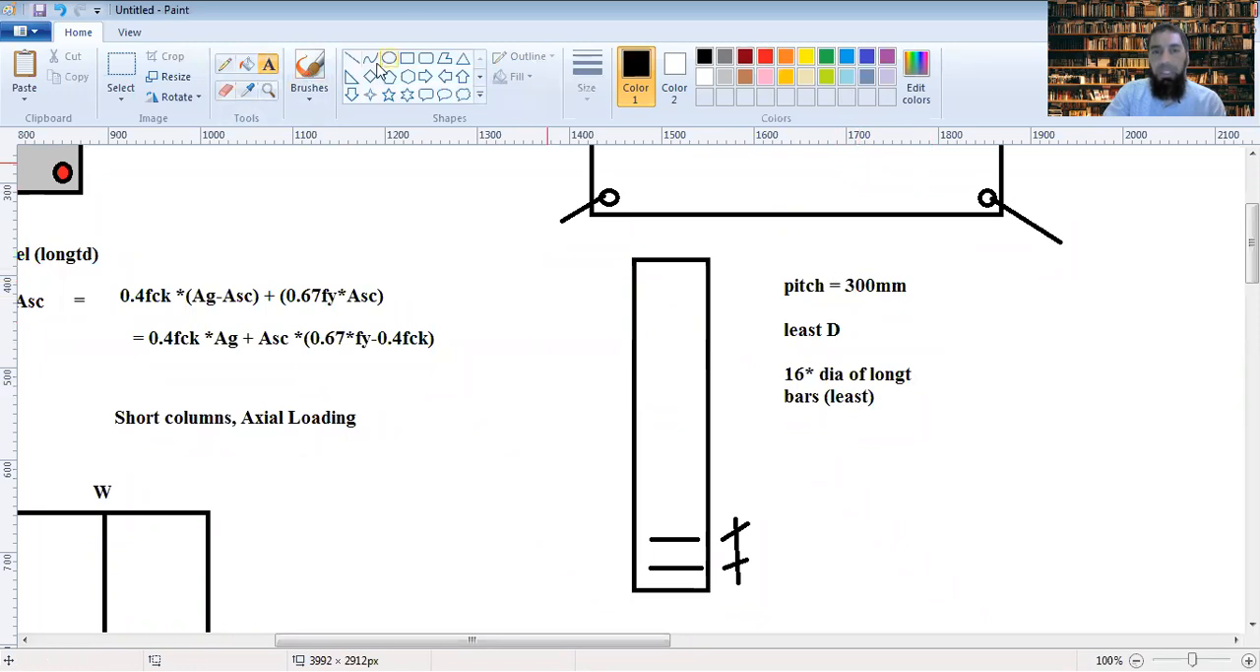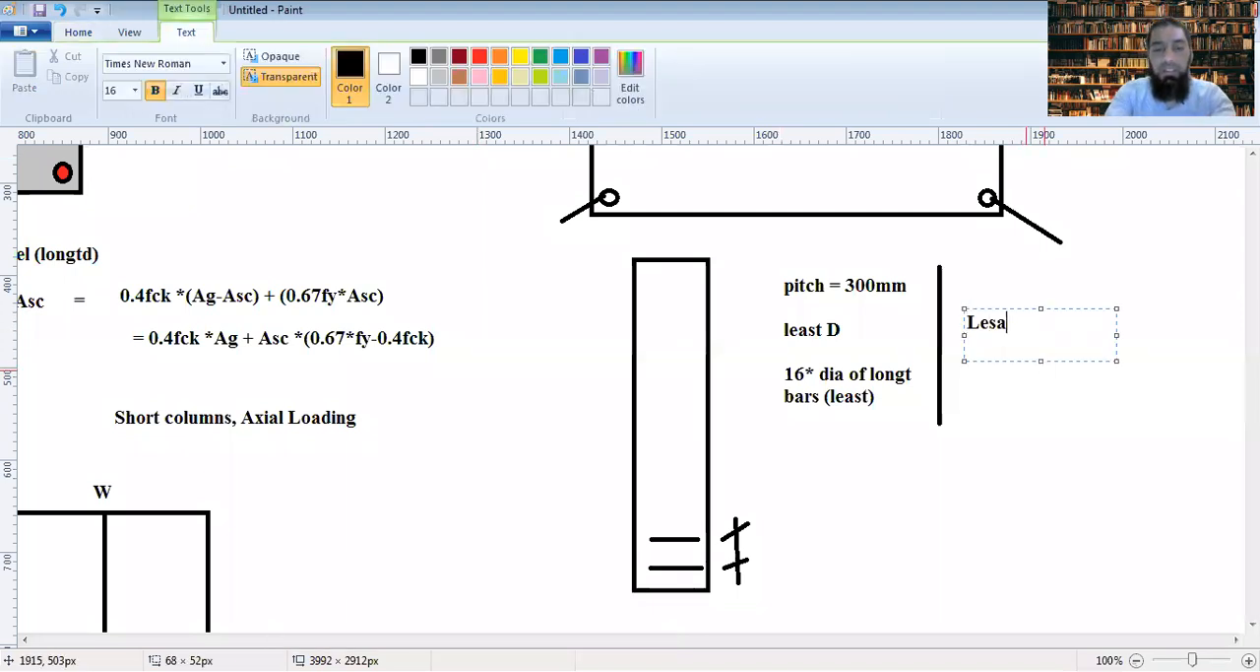So of these three, the one that comes out least, the least of all these three, that is taken as the spacing or pitch of the transverse reinforcement.